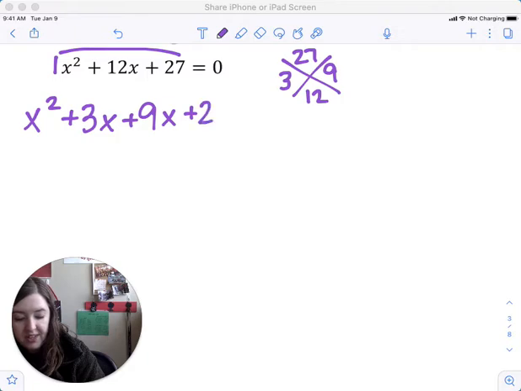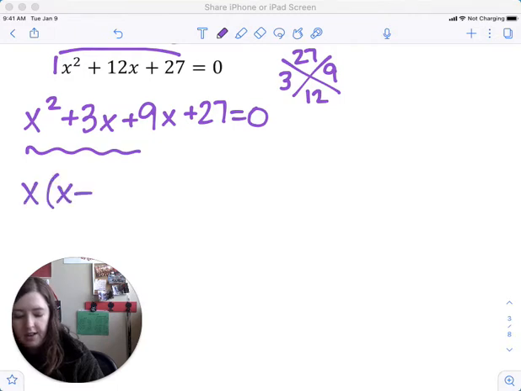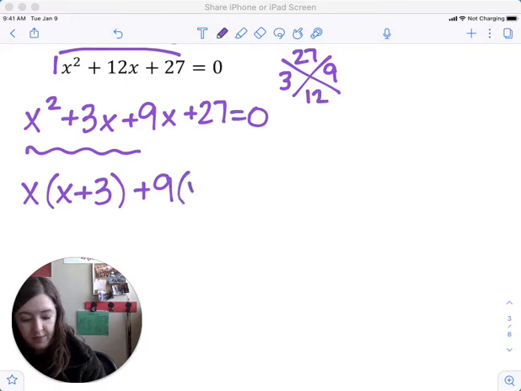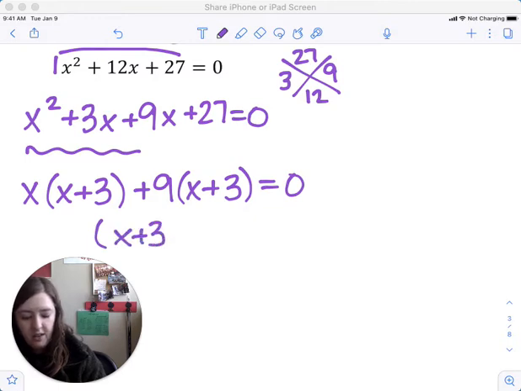plus 27 equals 0. We'll take out the greatest common factor from our first two terms, that's x, and we're left with x plus 3 in the parentheses. We'll take out our greatest common factor of 9x and 27, that's 9, and we're left with x plus 3 in the parentheses. So then we'll factor out that x plus 3, and we're left with the stuff on the outside, x plus 9 equals 0.